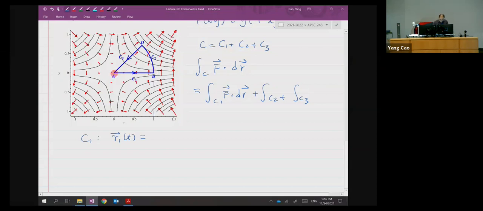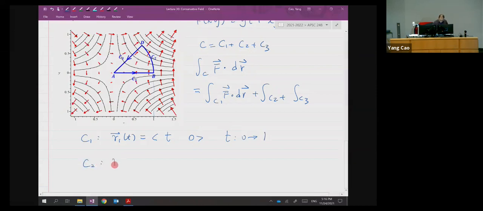Right? So it's a straight line going horizontally, meaning the y is actually not changing. So y should always be 0. And x changes from 0 to 1, so you could just let x equal to t, and t goes from 0 to 1. So that describes the straight line segment A to B.